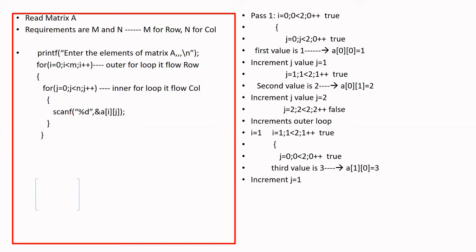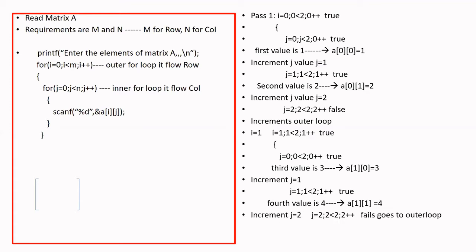And again, it increments the j value. Now j is 1. 1 is less than 2? Yes, true. Again, it reads one more value, that is A of 1 of 1. I'm passing 4. So again, j will be incremented and the condition fails. j is not less than 2, meaning 2 is not less than 2. It fails. Once it fails, it goes to the outer for loop to increment.